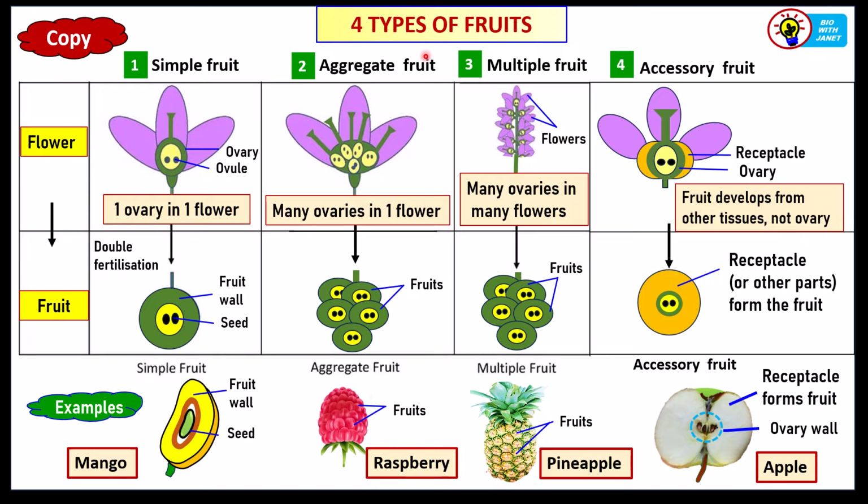Now let's look at the aggregate fruit. For the aggregate fruit, the word aggregate means to group together. It means that there are many ovaries grouped together in one flower, right? And then each ovary develops into a fruit. So the fruits are all stuck together because they are in the same flower. And as the fruits grow, you can see that they'll form tiny fruitlets. So all these tiny fruits here, they are grouped together because they come from one flower with many ovaries. Example is the raspberry fruit.